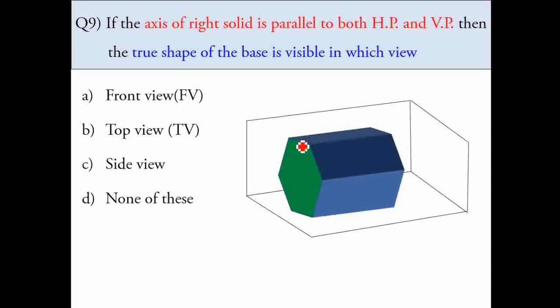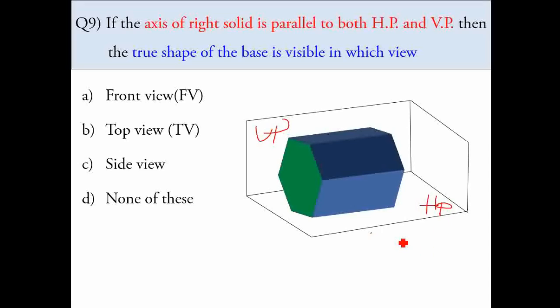As per that, a hexagonal prism is there with its axis parallel to the VP and parallel to the HP, and in that case the axis is also said to be perpendicular to the profile plane. Such a condition might be there. When we observe such a condition of the object in the first quadrant, we have to identify in which view the true shape of the base is visible. Now this is the vertical plane, this is the VP, this is the horizontal plane.